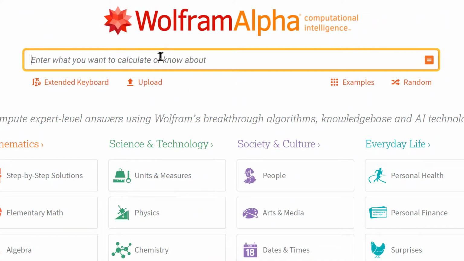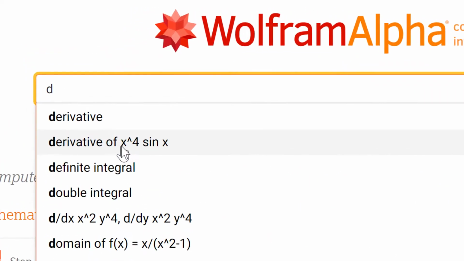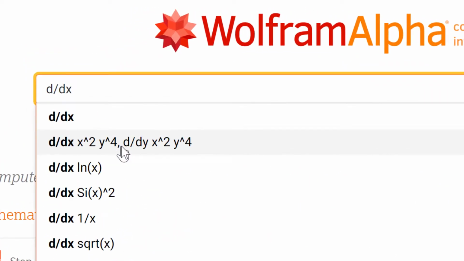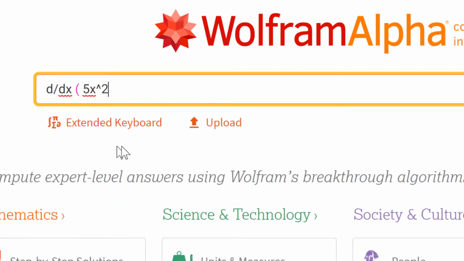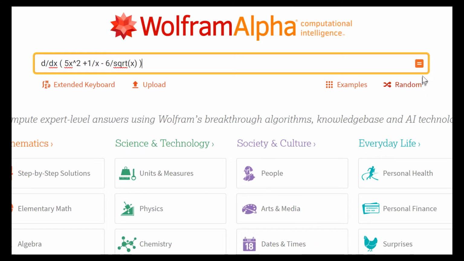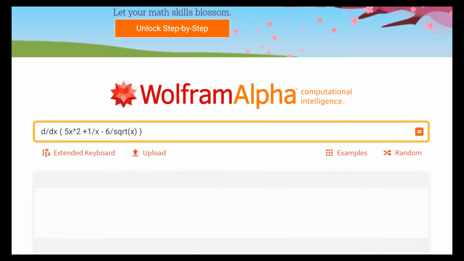All right, so I'm here at wolframalpha.com, and I do believe it'll take Leibniz notation. So I'm just going to type in d over dx, and then type in the function that we were working with. So in parentheses, 5x squared plus 1 over x, and then it was minus 6 over square root of x. Then I'll end that parentheses. Once I have that typed in, I'll hit the equal button, and we'll see what we get.